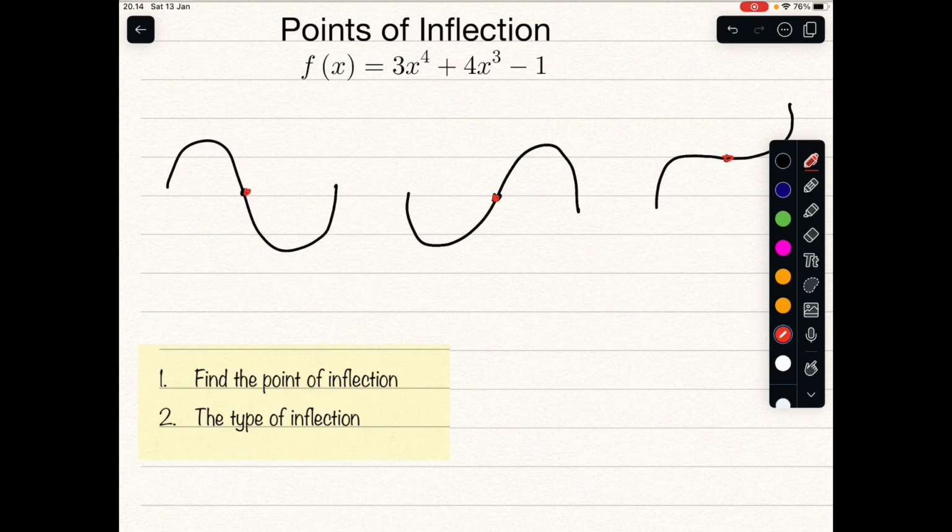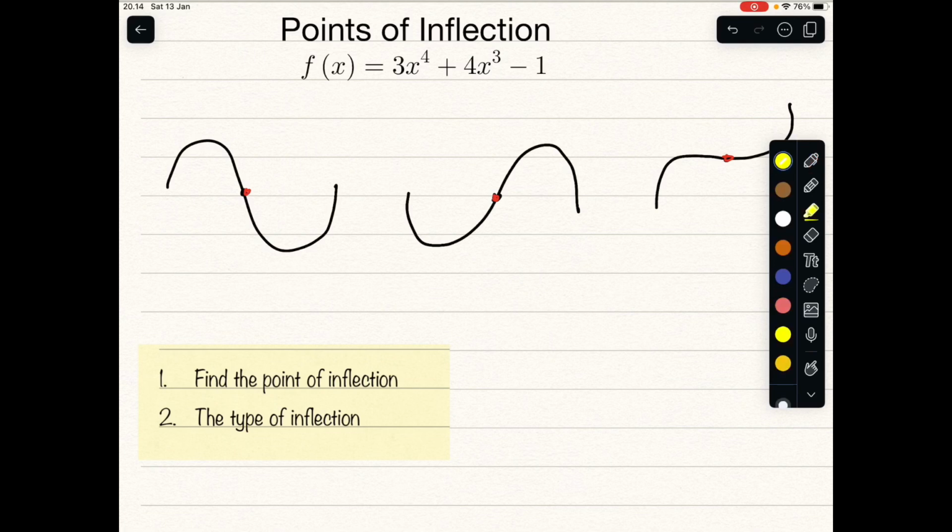Today we're going to be looking at points of inflection. Okay, what actually are points of inflection? Points of inflection are points that occur when there is a change in concavity. Okay, let's see, what does that mean?